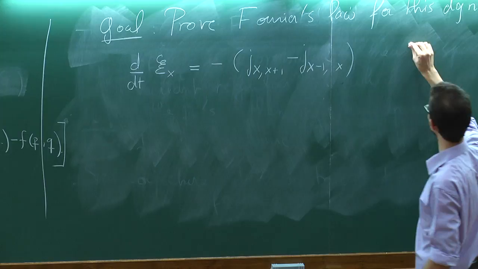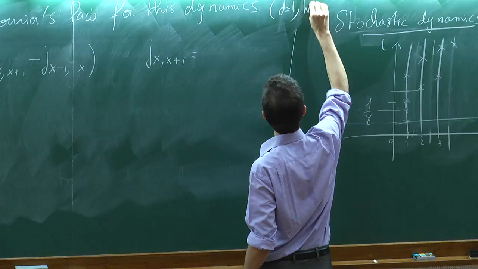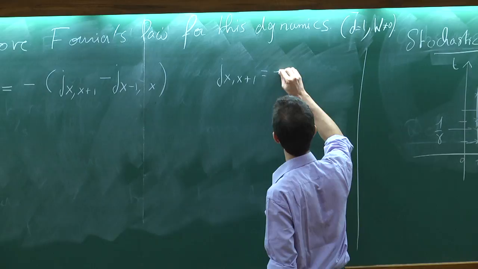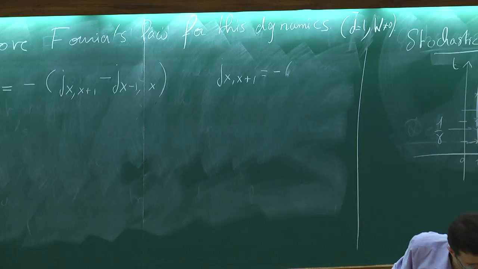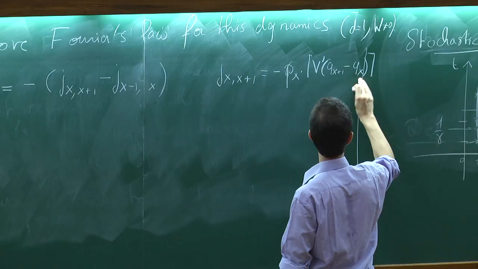Now I will consider only the case in dimension one, where you have some pinning potential. But in fact, the pinning potential won't appear in the current. So you have some microscopic current, which takes the form of minus, what is, maybe it's not so important. It is essentially minus px times V prime of qx+1 minus qx. Maybe this expression is not totally correct, but essentially it is this one. It's not very important.